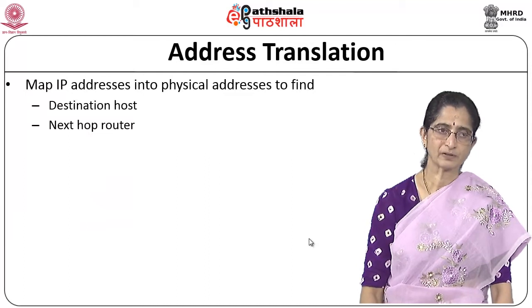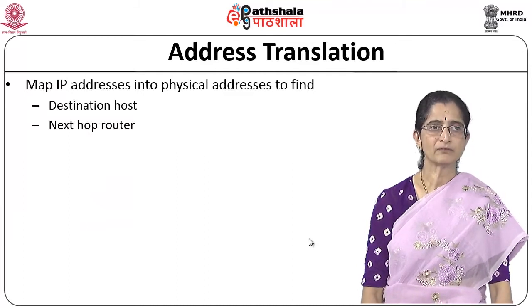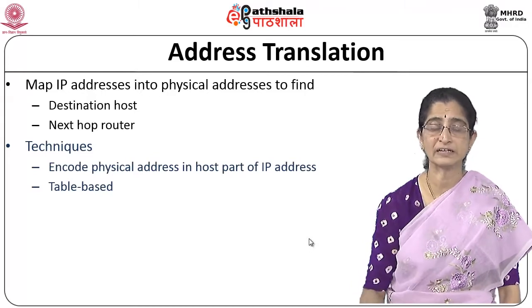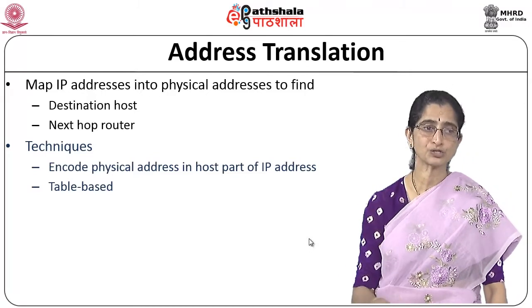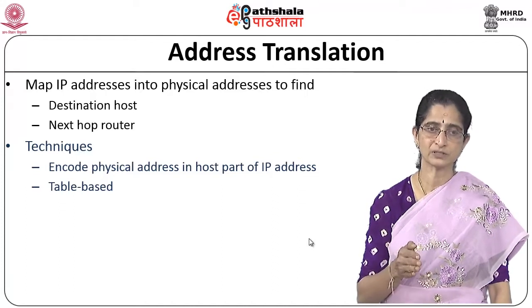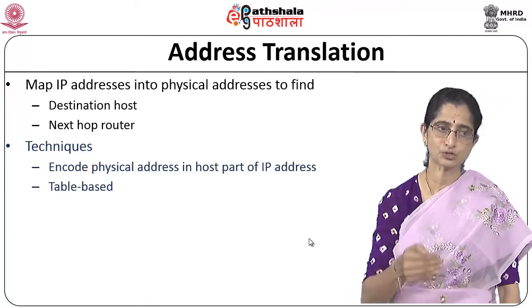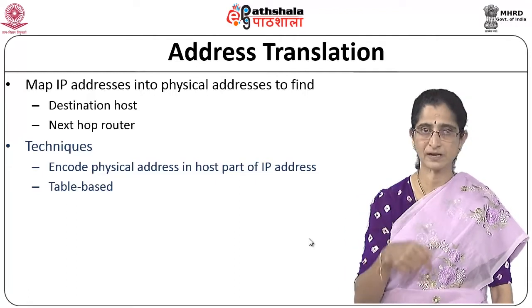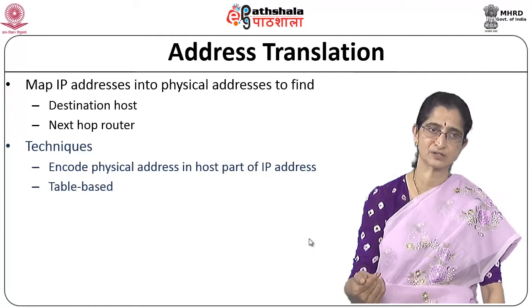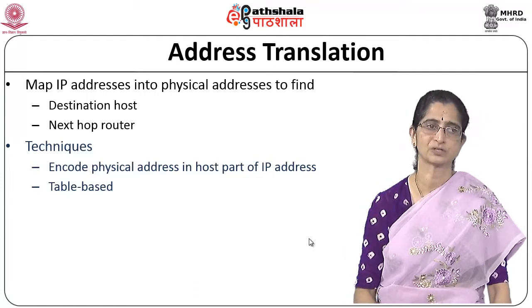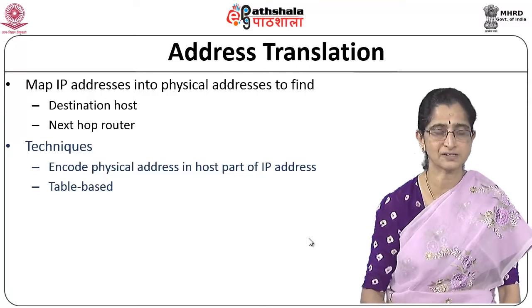So what do we actually do when we map IP addresses into physical addresses? Which are the places that we really need this? At the destination host, we need to find out which is the destination host. When you come to a router, at the router you may be connected to a destination host or to a next hop router. I have the IP address of the destination host, but I need the physical address of that host to be able to deliver that packet exactly to that particular host. So I need this address translation mechanism there.